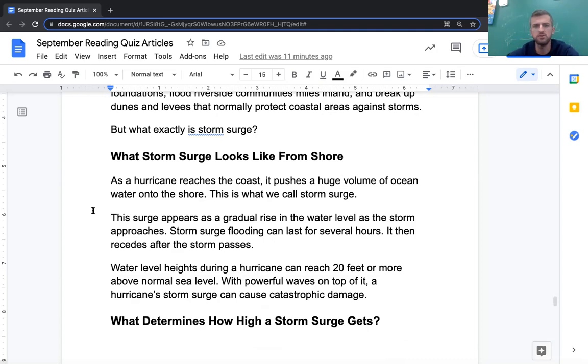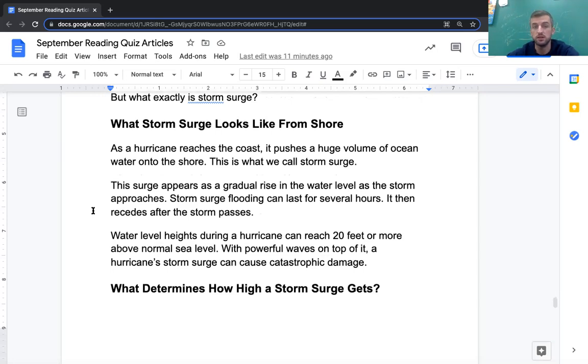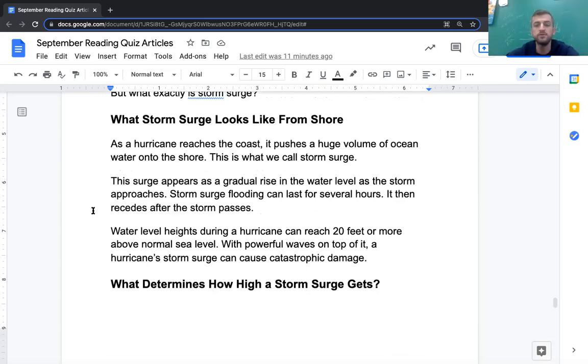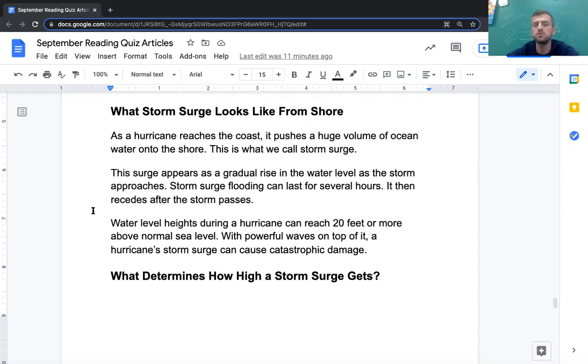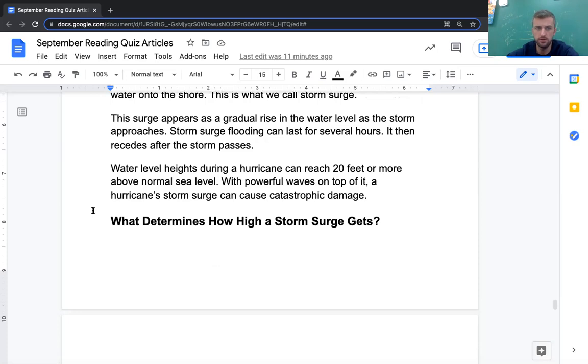This surge appears as a gradual rise in the water level as the storm approaches. Storm surge flooding can last for several hours. It then recedes after the storm passes. Water level heights during a hurricane can reach 20 feet or more above normal sea level. With powerful waves on top of it, a hurricane storm surge can cause catastrophic damage.